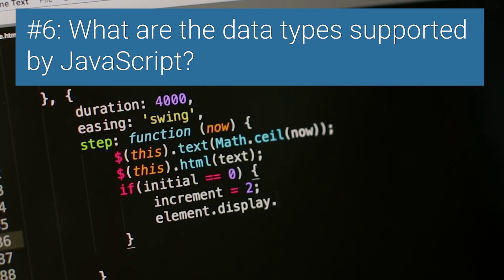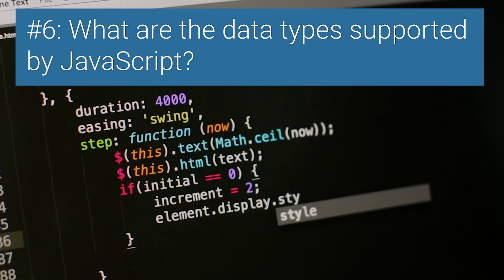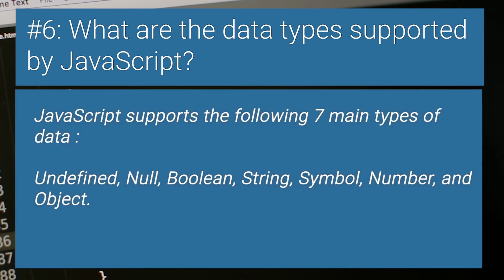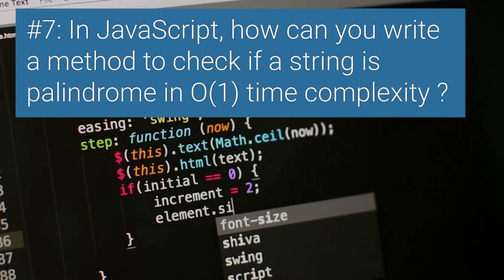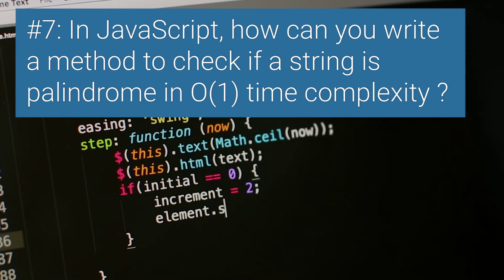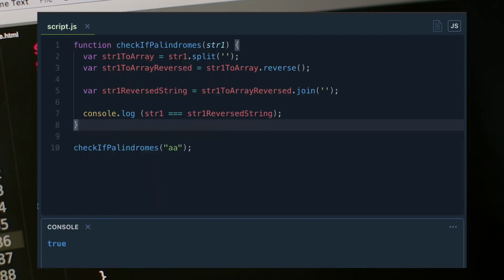Question number 6. What are the data types supported by JavaScript? JavaScript supports the following 7 main types of data: undefined, null, boolean, string, symbol, number, and object. Question number 7. In JavaScript, how can you write a method to check if a string is palindrome in order of one-time complexity? Here, we have a function called checkIfPalindrome which takes in a string as argument.